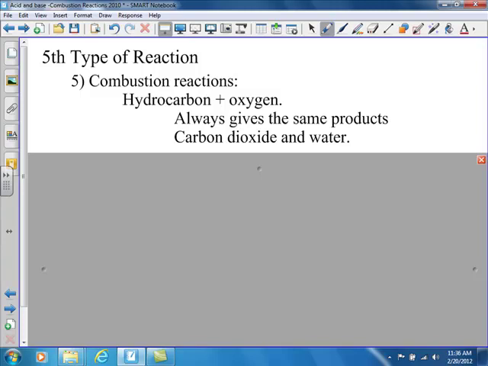Okay? And when you burn something, the element that you always have to have is oxygen. So in this combustion reaction, we're going to have a substance called a hydrocarbon. A hydrocarbon contains hydrogen and carbon, hence the name hydrocarbon. And we're going to always react that with oxygen. And what happens is you always get the same products, carbon dioxide and water, every single time. With a combustion reaction, we are going to assume that we always get carbon dioxide and water.